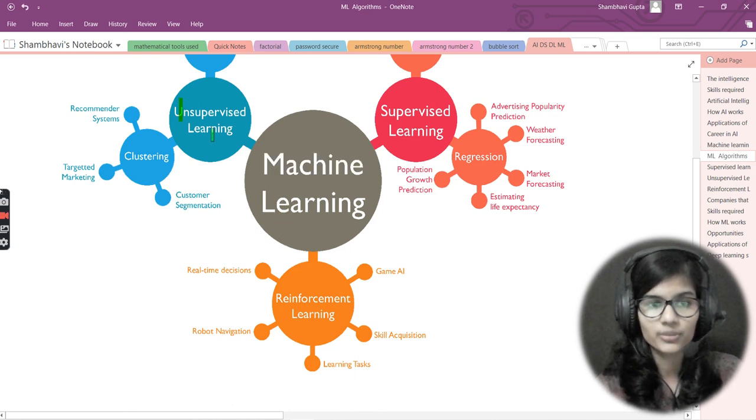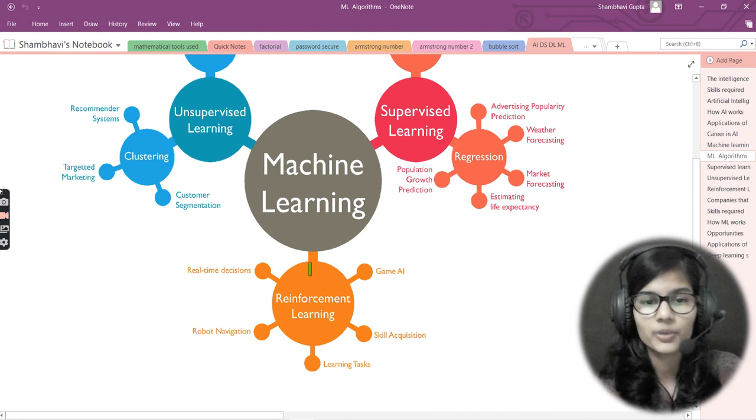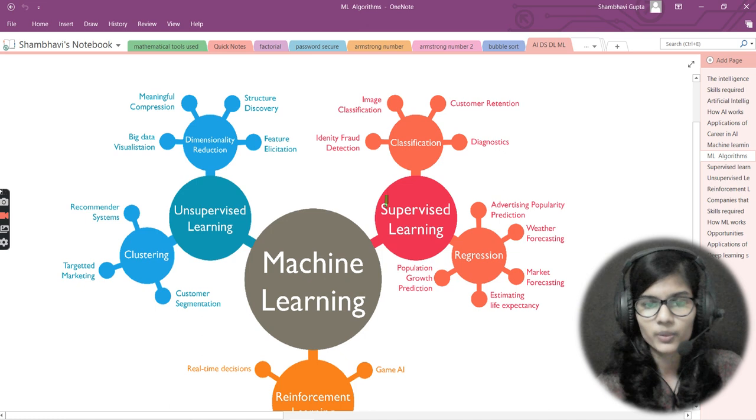The first algorithm is unsupervised learning. The second one is supervised, and third I have reinforcement learning. So let's see them in detail. Let's go with supervised learning. In supervised learning, I have two parts. The first one is classification, and the second one is regression.